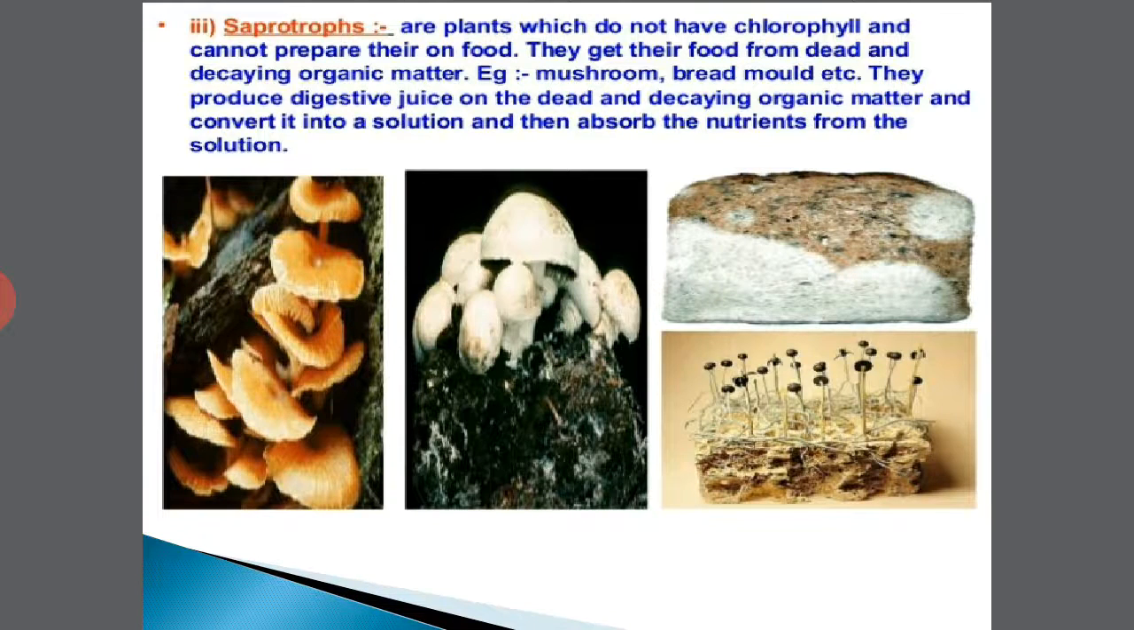Saprotrophs are the plants which do not have chlorophyll and cannot prepare their food on their own. They get their food from dead and decaying organic matter. Example, mushroom. You can also see in the vegetable markets, mushroom will be available easily. Bread mold. They can produce digestive juice on the dead and decaying organic matter and convert it into a solution, then absorb the nutrition from the solution. You can easily see over there the growth of mushroom.